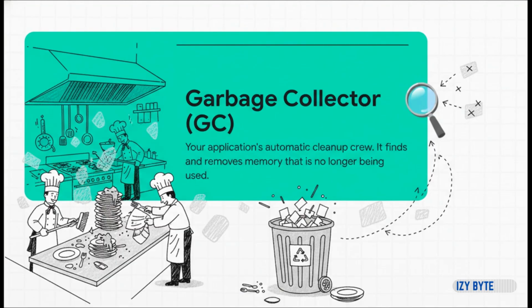JavaScript's garbage collector, or GC for short, is kind of like the cleanup crew. They're constantly moving around, clearing away dirty plates and leftover food that customers are done with. Basically, they find anything that's no longer being used and they just whisk it away to make space. It's an incredible, totally automatic system.